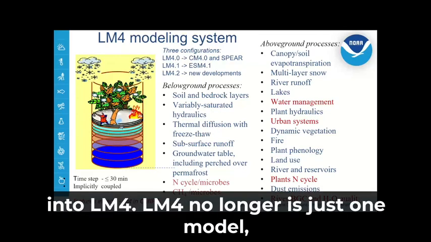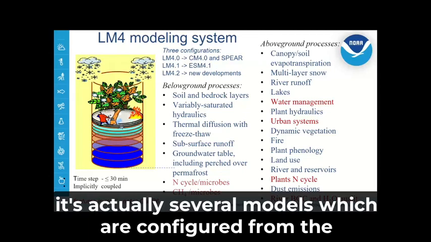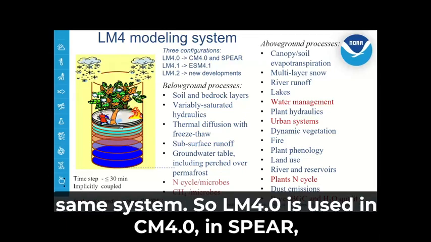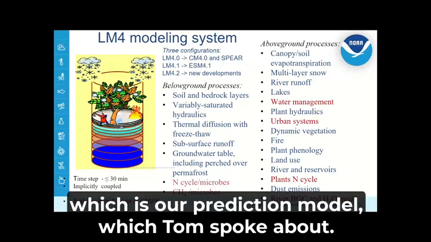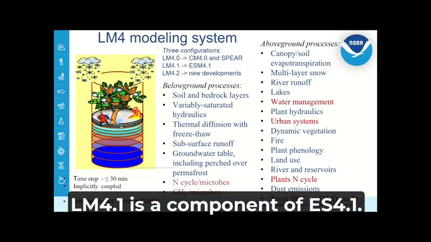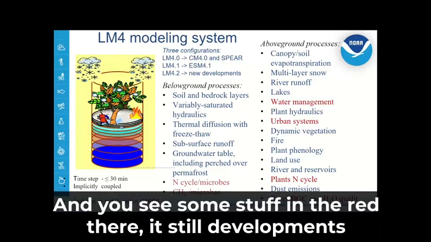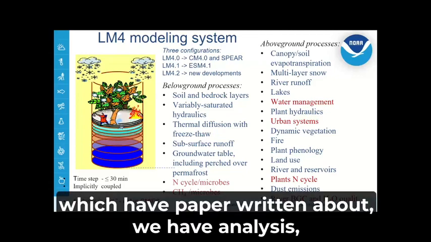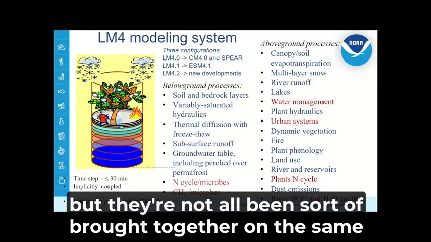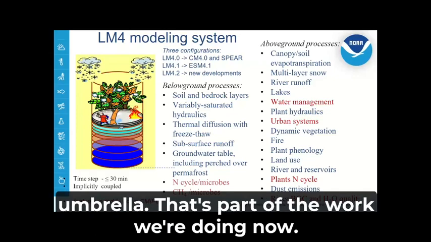LM4 is no longer just one model. It's actually several models which are configured from the same system. So LM4.0 is used in CM4.0, our physical prediction model, which Tom spoke about. LM4.1 is a component of ESM4.1, and we have all sorts of things we do in LM4.2. And you see some stuff in red there. Those are still developments which have papers written about them and analyses, but they haven't all been brought together under the same umbrella. That's part of the work we're doing now.